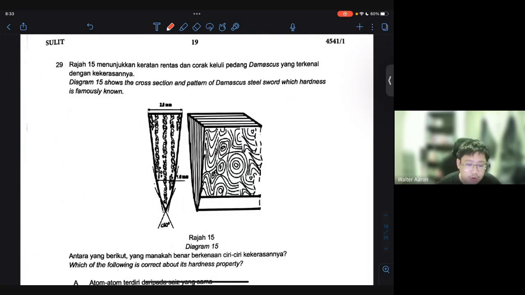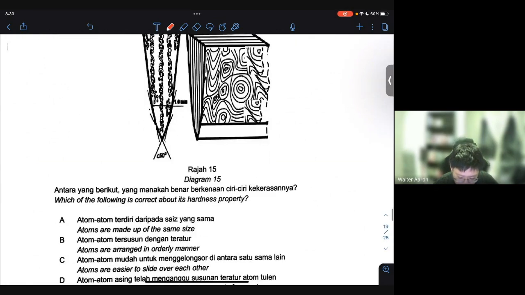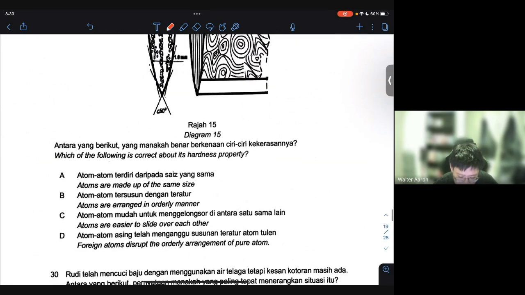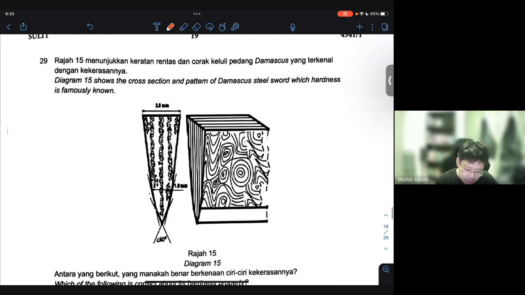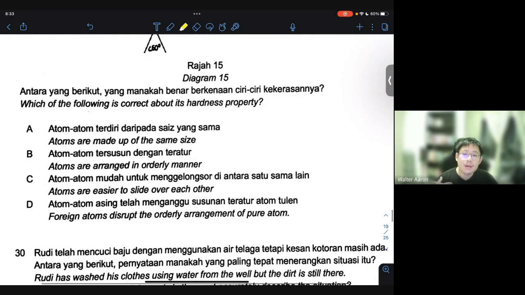29. Diagram 15 shows the cross-section and pattern of a Damascus steel sword, whose hardness is famously known. Which of the following is correct about its hardness or its properties? Referring to this, they're actually talking about the steel sword. So steel is their main point. It's an alloy. So the alloy will cause the particular metal to become harder and stronger.